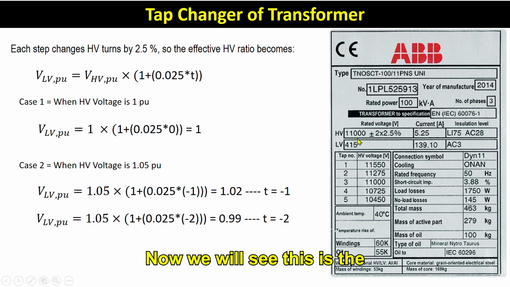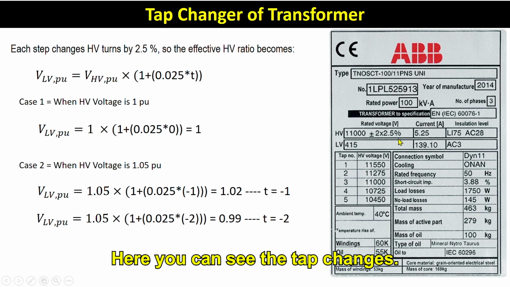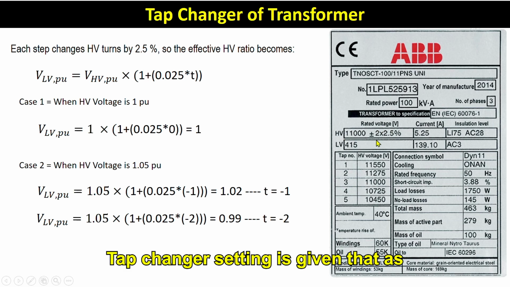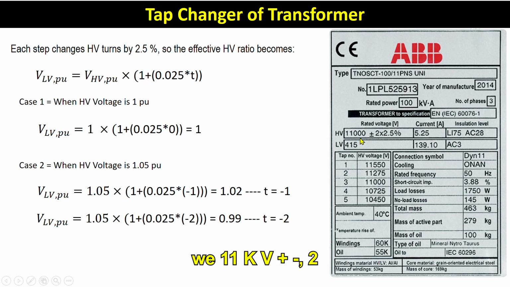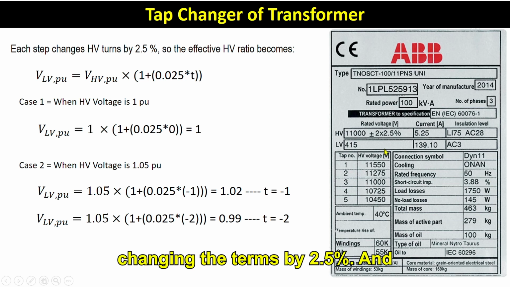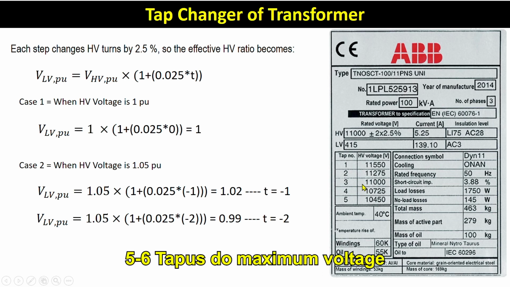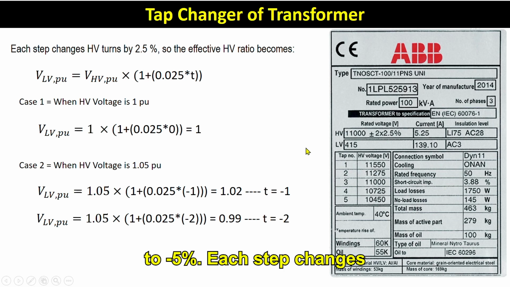Now we will see, this is the nameplate of a distribution transformer. Here you can see the tap changer setting is given as HV 11 kV plus minus 2 times 2.5%. That means each step changes the turns by 2.5%, and the maximum is 2 above and 2 below. That is 1, 2, 3, 4, plus the nominal position, a total of 5 steps. The maximum voltage turns change is plus 5% to minus 5%. Each step changes the HV turns by 2.5%.